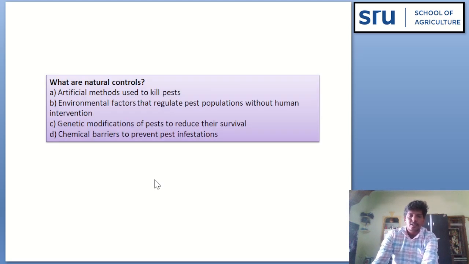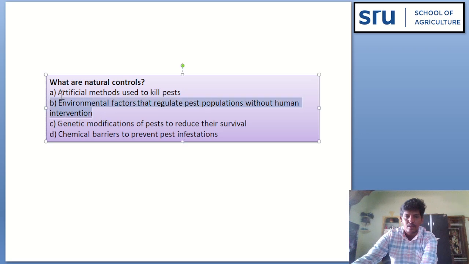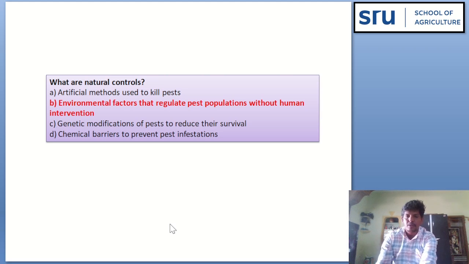What are natural controls? Artificial method used to kill pests. Environmental factors that regulate pest population without human intervention. Genetic modification of pests to reduce their survival. Chemical barriers to prevent pest infestation. Here the correct answer is B. Environmental factors that regulate pest population without human intervention is natural control.